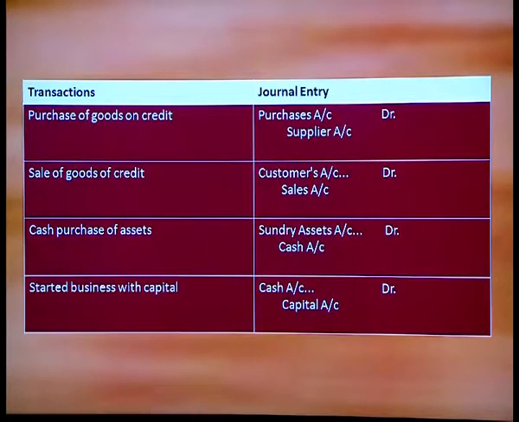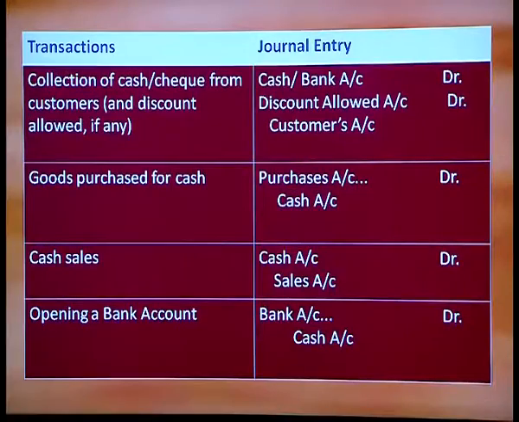Started business with capital. Cash account is increasing as an asset. Cash is increasing, so it is debited. Capital when increases, it is credited. So, cash account debit to capital account. Collection of cash from customers. Cash account debit to customers account.